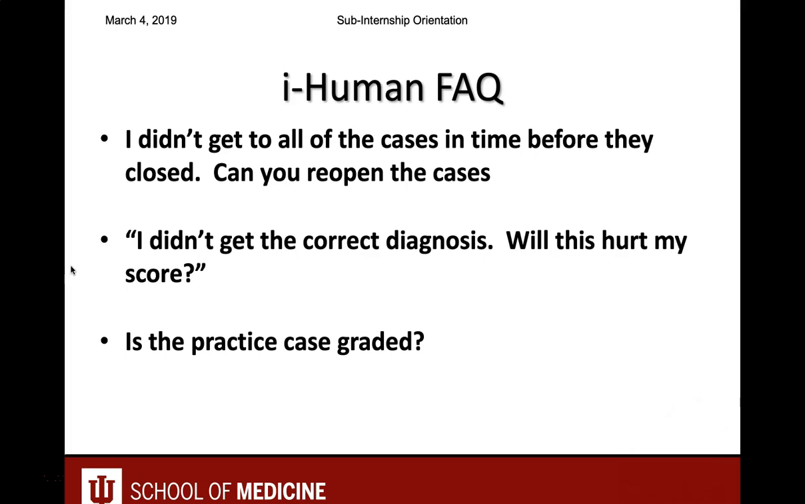I didn't get the correct diagnosis. Will this hurt my score? No. The key to iHuman is showing your clinical reasoning skills and H&P skills in the development of a prioritized problem list with differential diagnoses for the active problems. Your differential should certainly consider the correct diagnosis, but just as in life and in patient care, we don't always identify the correct diagnosis up front, but our testing and our differential, if it's wide enough, we will eventually come to the correct diagnosis.